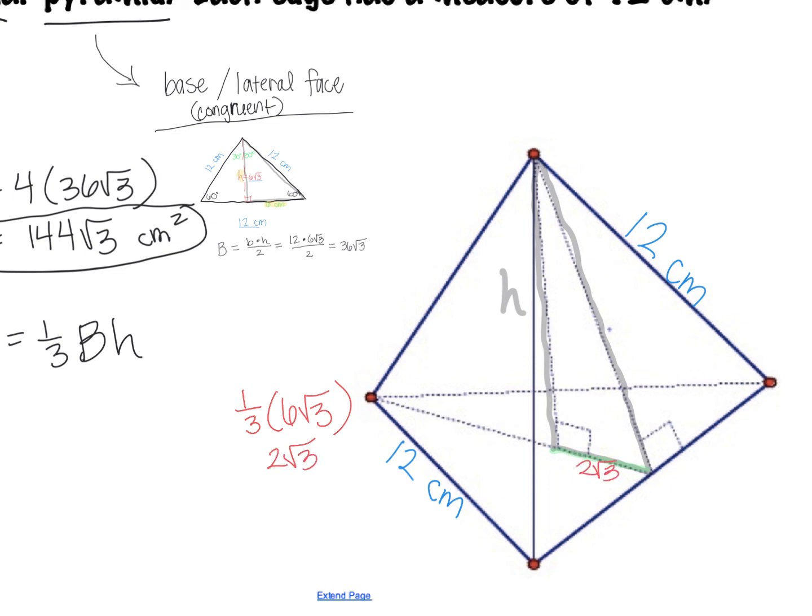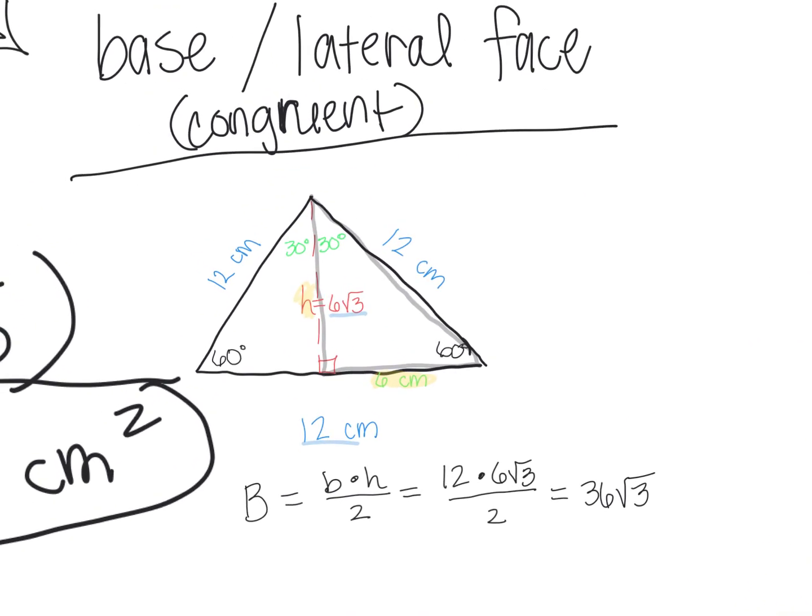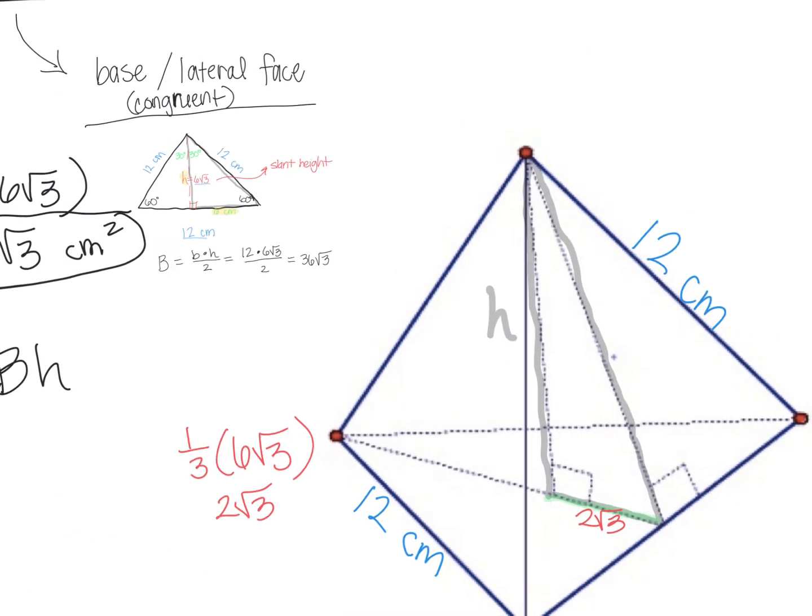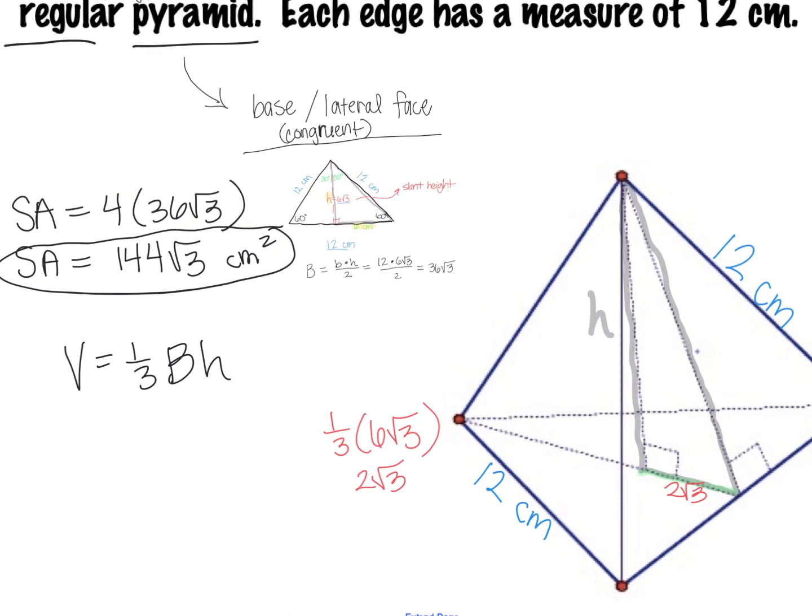I also will remind you that because the base and lateral faces are congruent, when I found the height of one of those singular triangles, that's really the same thing as slant height. Which means that we also know the length of the other side of that triangle is 6 radical 3. And now we have enough information to substitute this into the Pythagorean theorem, find the height, therefore find the volume.